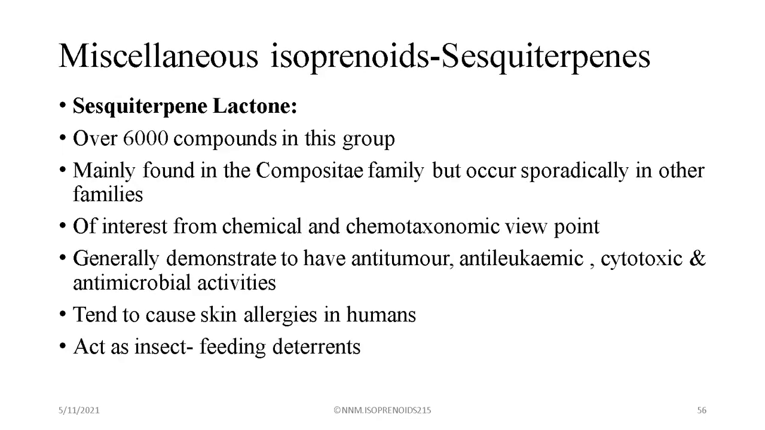Sesquiterpenes are a very large group within the Compositae family, but they can be found in other families. What else is important here? Generally, they have anti-tumor, anti-leukemic, cytotoxic, and antimicrobial activities. The lactone can cause skin allergies. And since they have a very bad taste, they act as a feeding deterrent for insects. So they also act as anti-feedants to protect the plants.